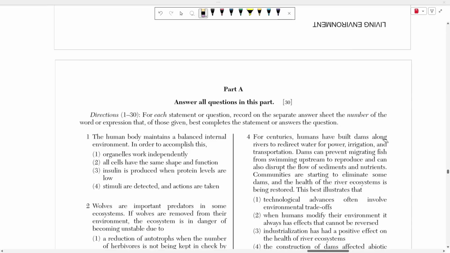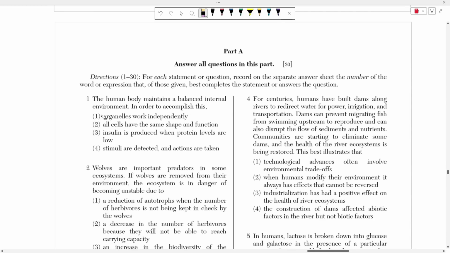That being said, we're going to start off with number 1, which says that the human body maintains a balanced internal environment. In order to accomplish this, what needs to happen? Well, this balanced internal environment is a result of homeostasis, right? Homeostasis is our body trying to balance its temperature, trying to balance the nutrients inside of it, trying to balance all of the various levels which we need to survive. And that's primarily done through our body being stimulated via stimuli and our body taking actions to react to that stimuli, which is choice 4.